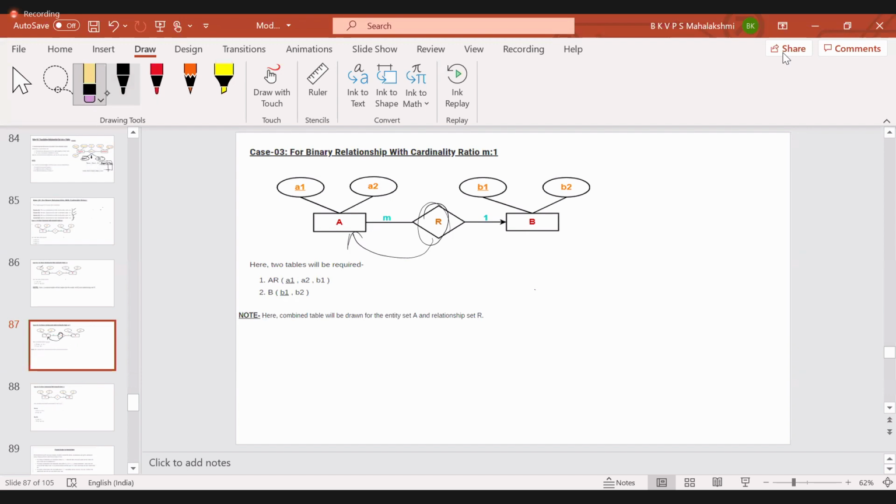Ma'am, why are you considering only the primary key, only B1 and A1? In this AR you are considering only B1, not B2, because that is the primary key, no? If I have the primary key, then automatically I can know about the other attribute values, right? See, this is the primary key. Yes, ma'am. Understood, Kiran?